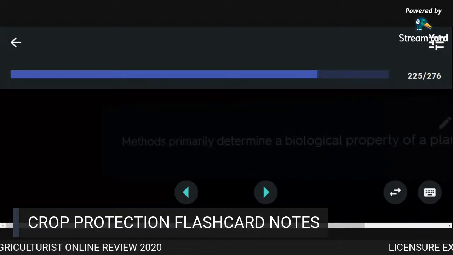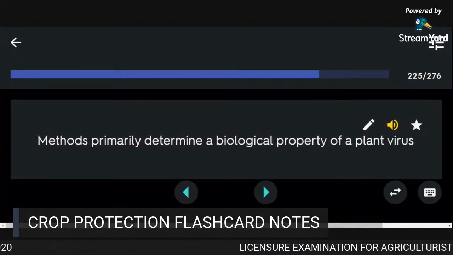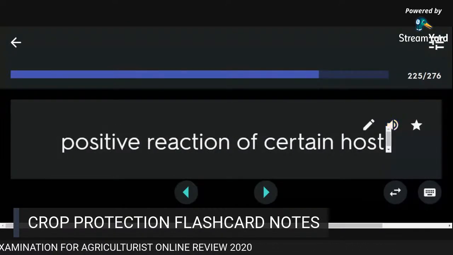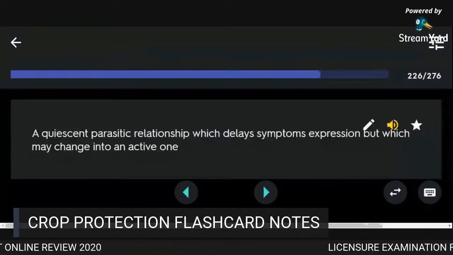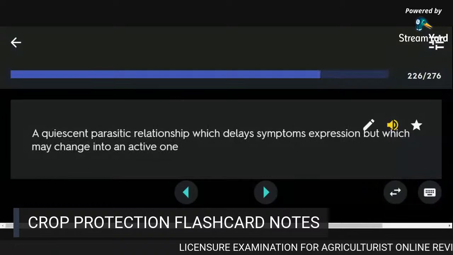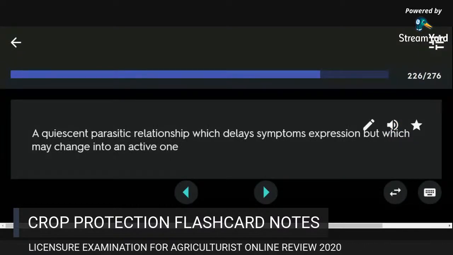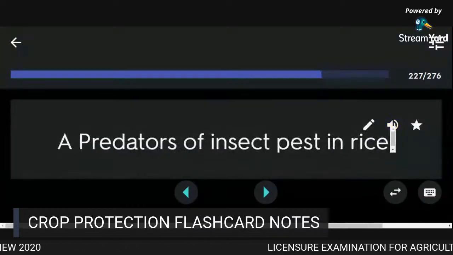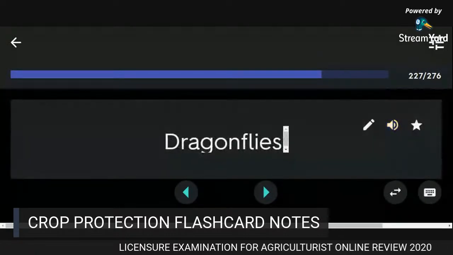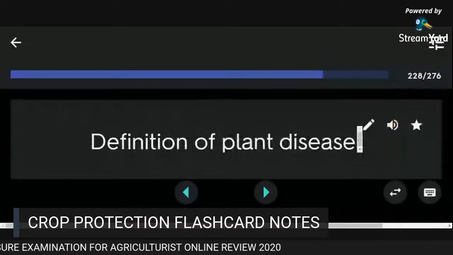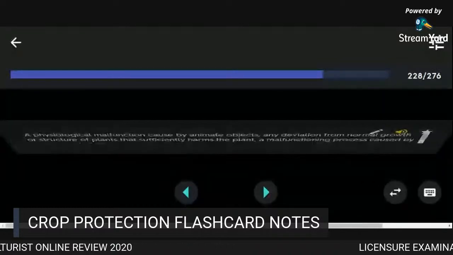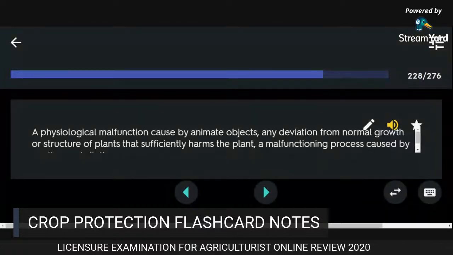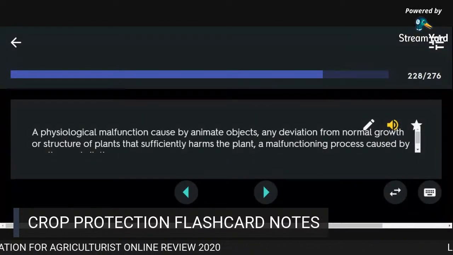Methods primarily used to determine a biological property of a plant virus. Positive reaction of certain hosts. A quiescent parasitic relationship which delays symptom expression but which may change into an active one. Latent infection. Predators of insect pests in rice. Dragonflies. Definition of plant disease. A physiological malfunction caused by animate objects. Any deviation from normal growth or structure of plants that sufficiently harms the plant. A malfunctioning process caused by continuous irritation.